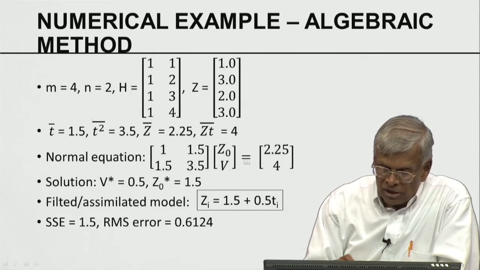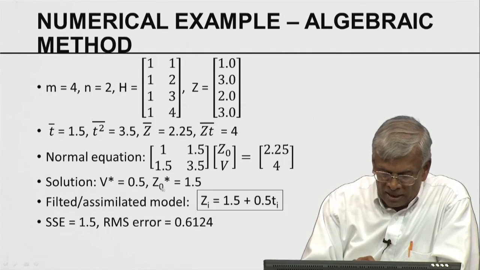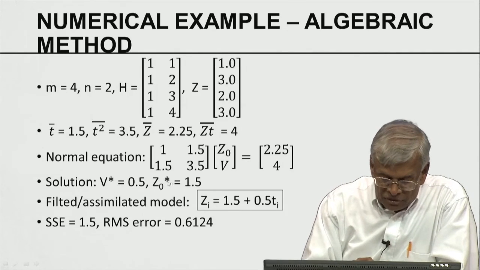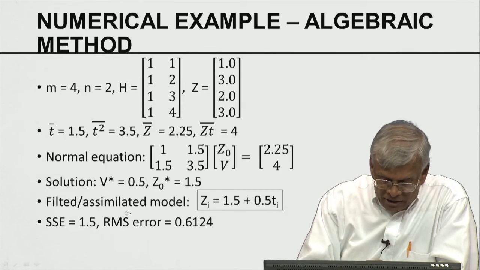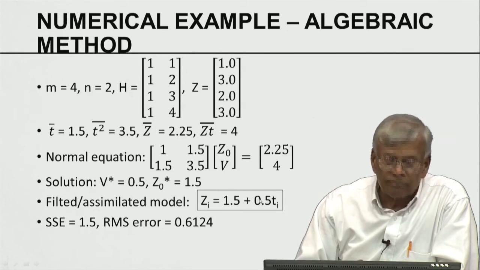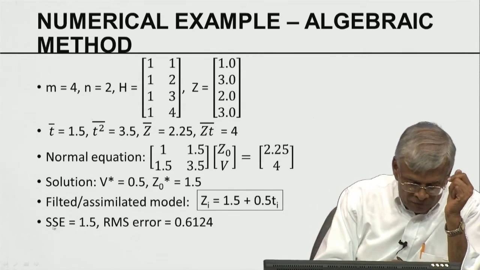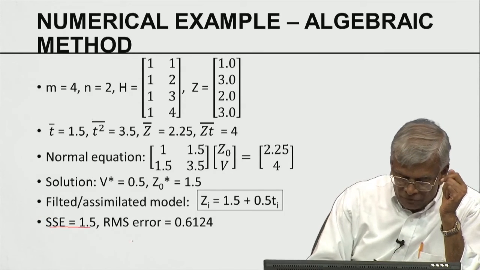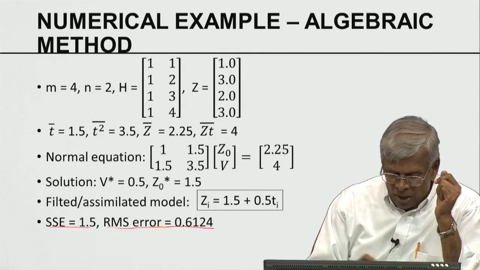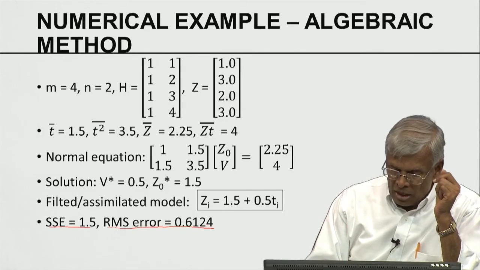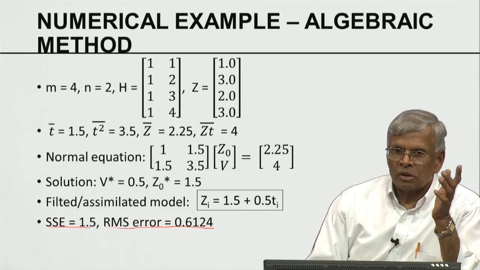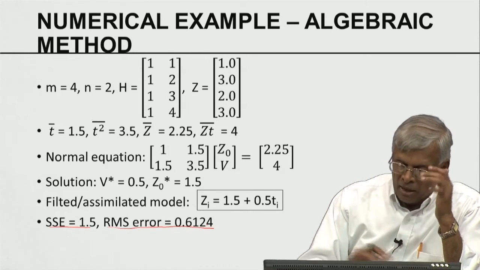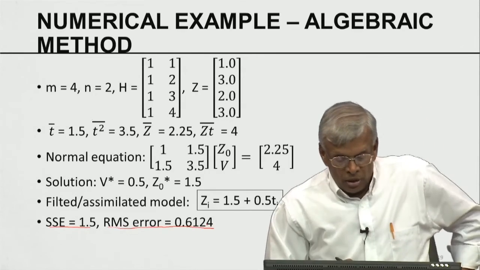If I solve these two 2 by 2 systems, I get V star, Z star, Z naught star. So the fitted assimilated model is given by this equation. In this case, I would like you to verify the sum of squared error is 1.5. The square root of the sum of squared error is 0.6124. This is the claim I would like you to verify.